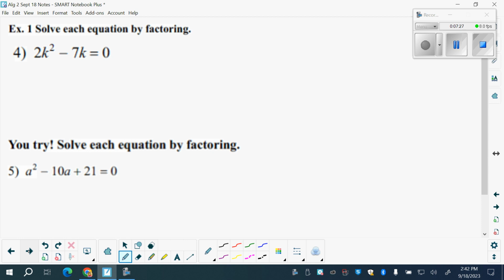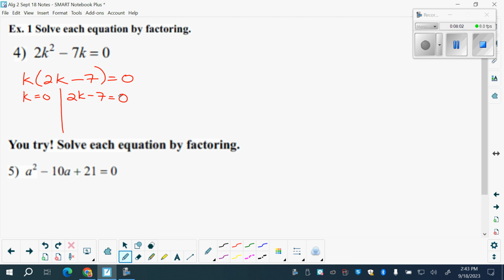Anybody know what we would do here? Yes. That's right. Find our greatest common factor. What is it? K. So we factor out a K. This would become 2K minus 7 equals 0. And then we're going to use our zero product property. Yes, it looks a little different. There's no parentheses around the K, but we still set K equal to 0 and 2K minus 7 equals 0.